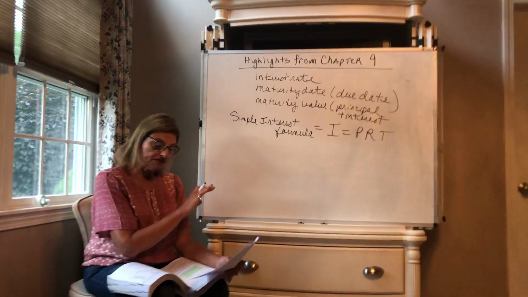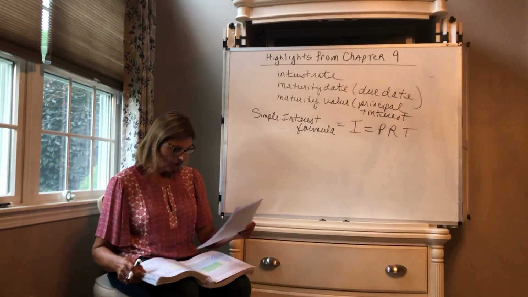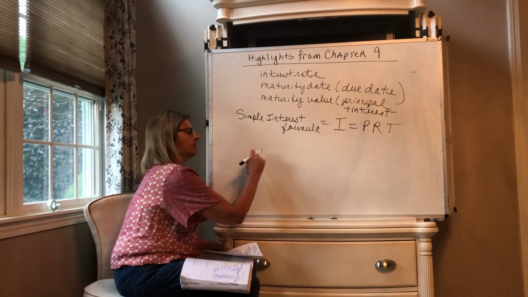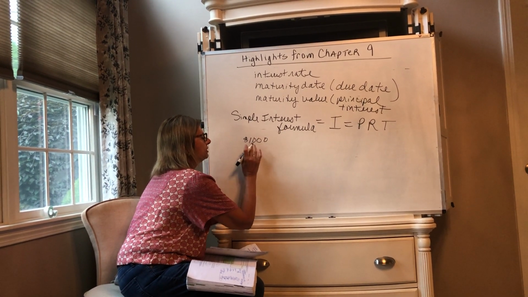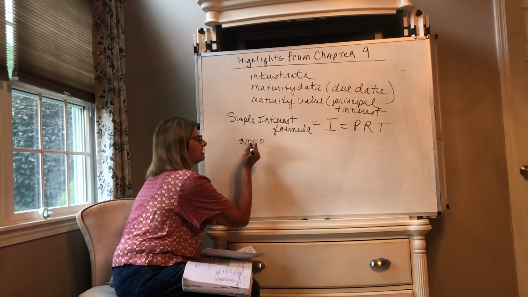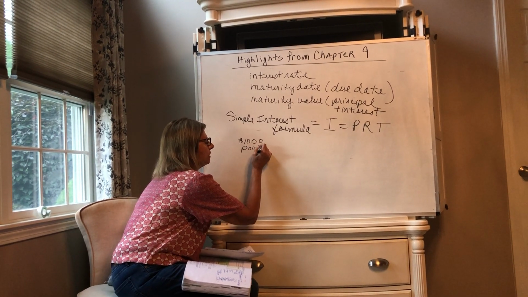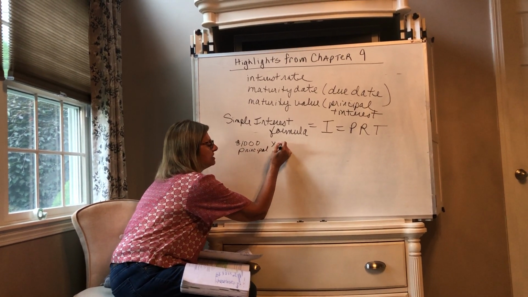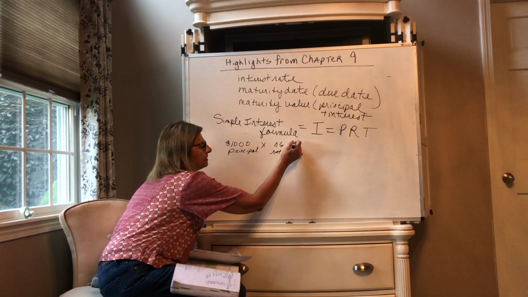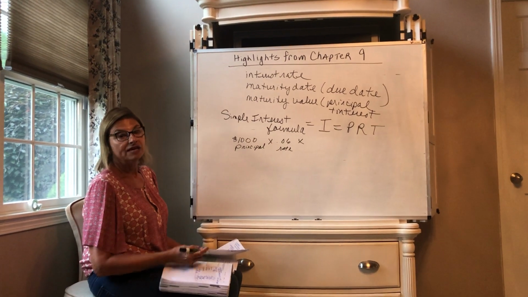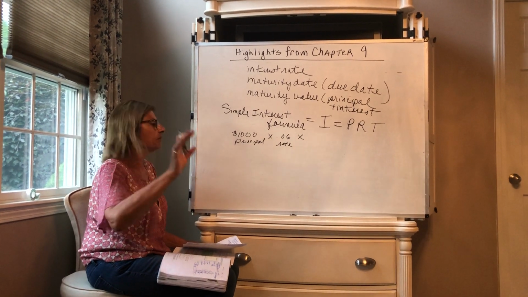So if we were putting this in the simple interest formula, I don't think they give an interest rate on this one, but I'm going to make one up. Say this is a $1,000 loan. This is P, the principal, times the rate. I'm going to say the rate is 6%. Always change it to a decimal when you put it in the calculator. It's just so much easier. If it's 10%, put 0.10; 8%, 0.08.